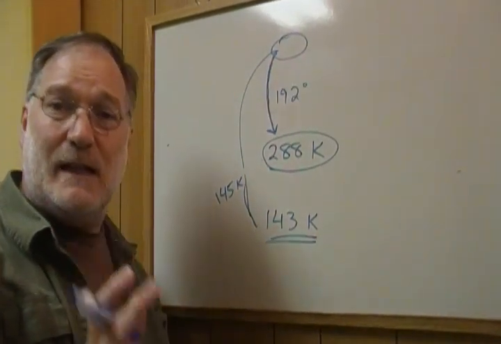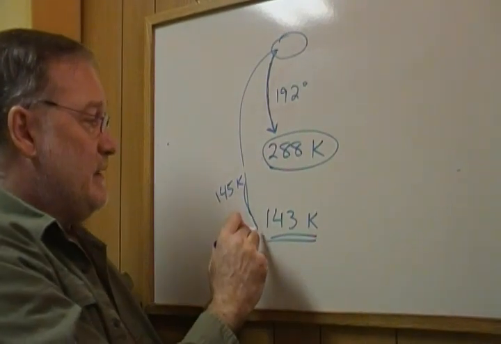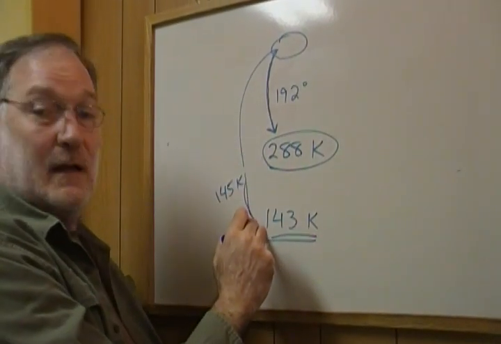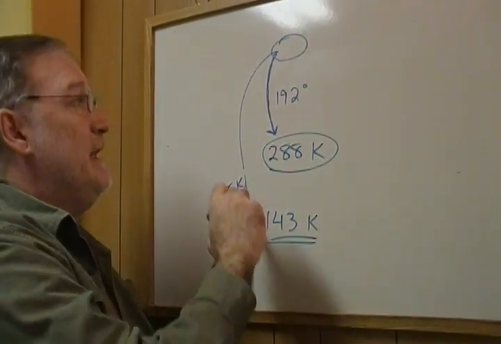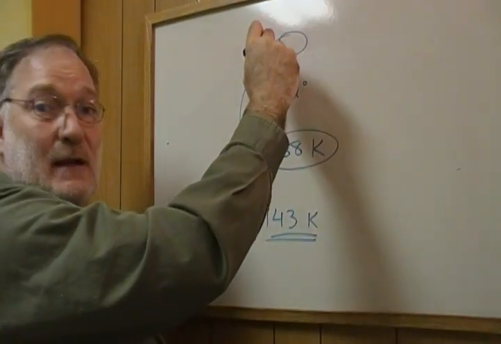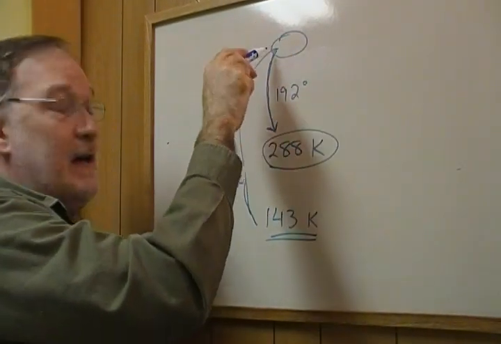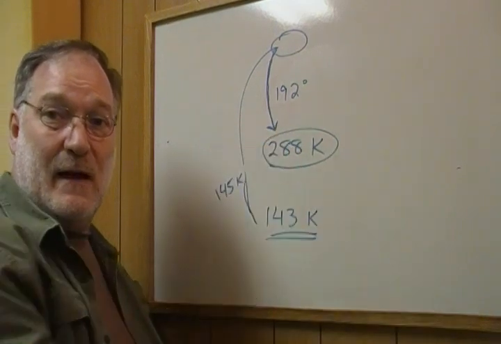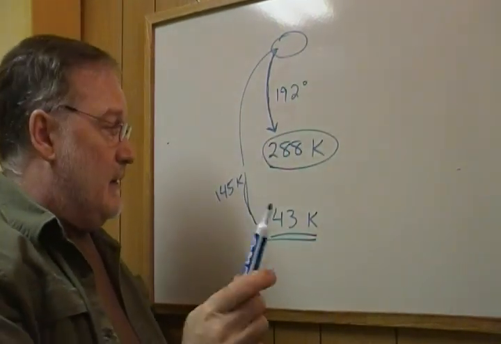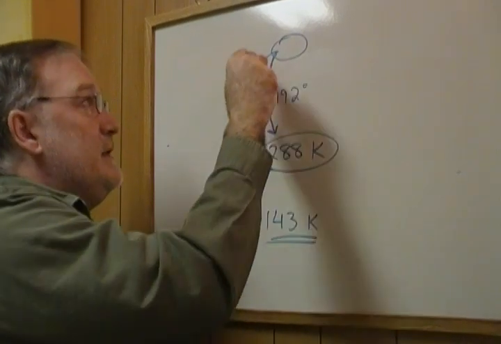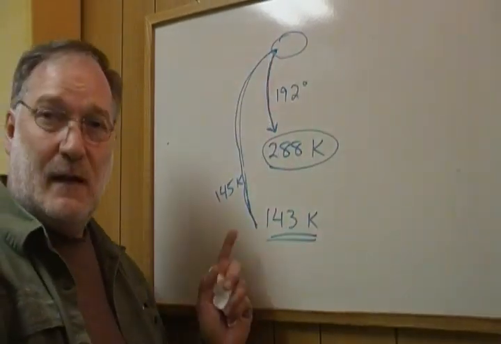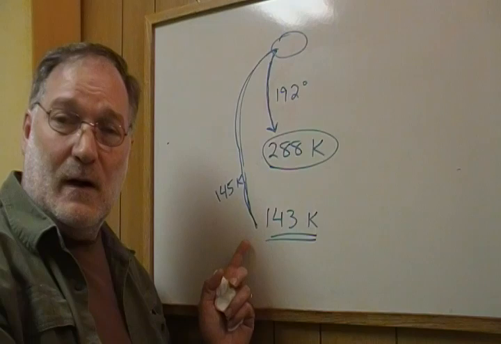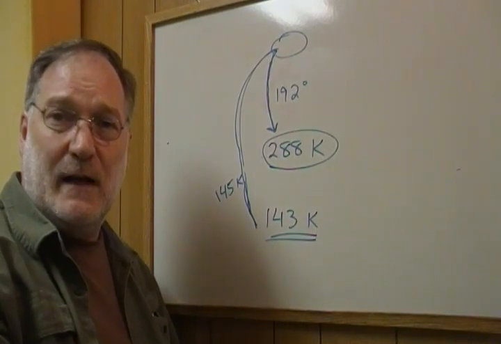And so we need a heating mechanism that not only heats us 145 degrees, but we need a heating mechanism that takes us all the way up to this level so that 192 degrees of constant cooling can bring us back down to our average temperature. And so there is a heating mechanism that can do this for us, but it's not the greenhouse gases.